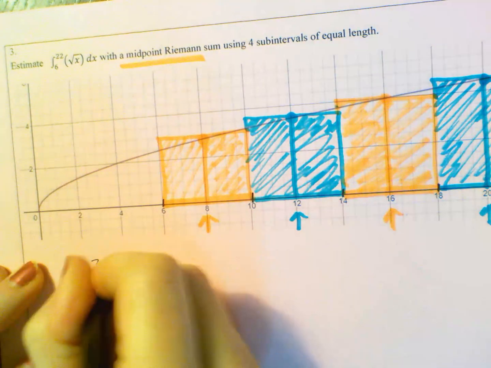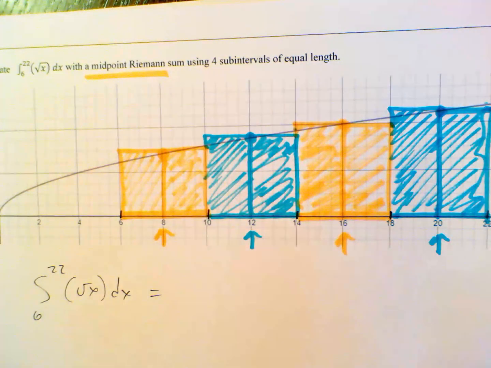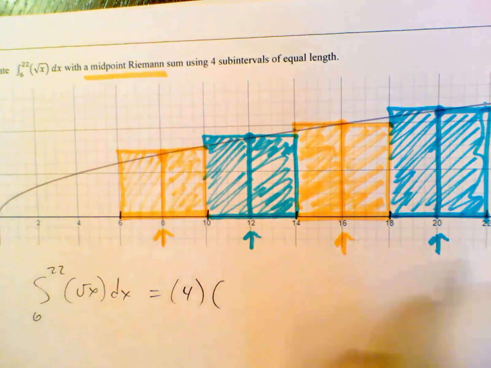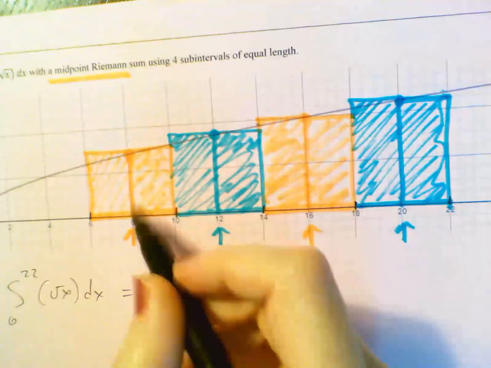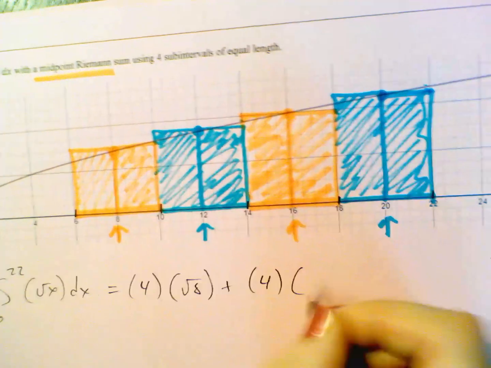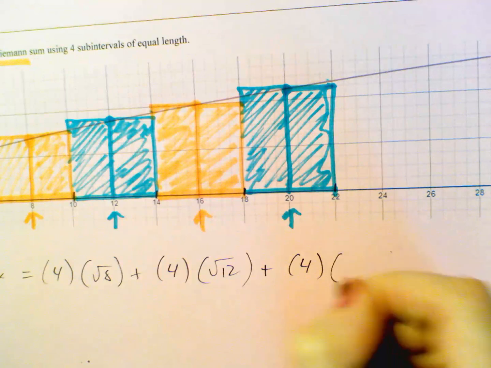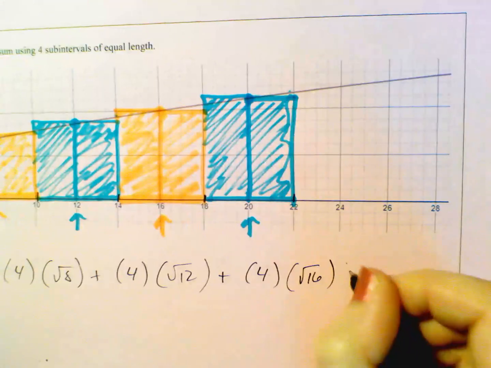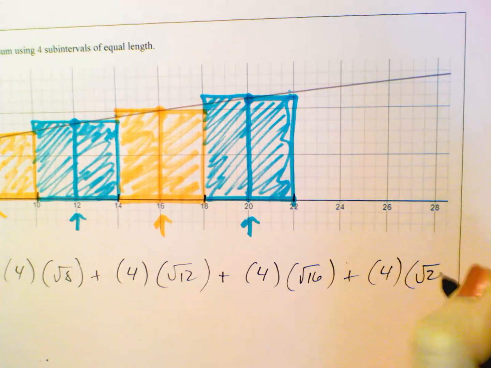The integral from 6 to 22 of radical x dx. Just like before, each base is going to be 4. But then for the height, you're plugging the midpoint into the function. So this first height will be radical 8. Base, second height, radical 12. Base, second height, radical 16, which is 4. Base, and then the height is radical 20.